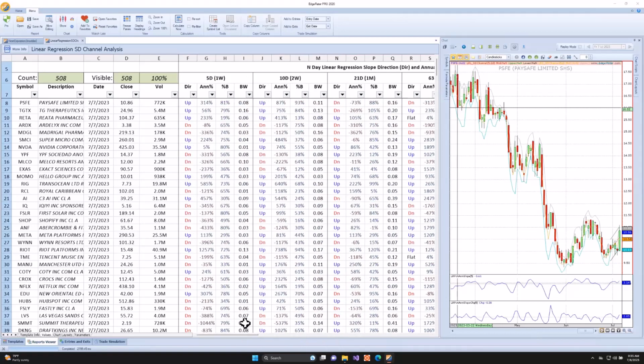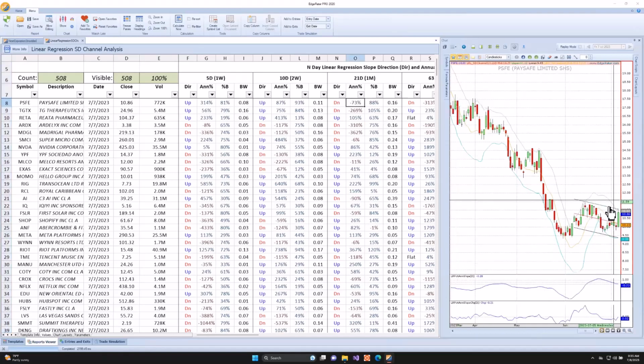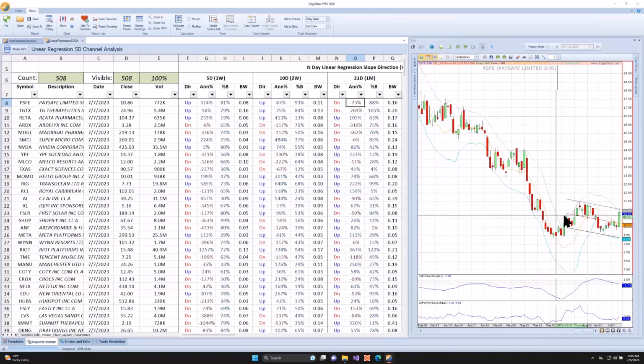So linear regressions: if a stock is moving higher or lower, however it's moving, there's a channel you can draw over a certain number of periods. So for instance, 21 days, okay? If you look at the chart here, you can see that a linear regression line has been drawn for the past 21 days in this stock. I just picked a random stock here, PSFE. And in addition, there have been standard deviation bands drawn around this linear regression line.